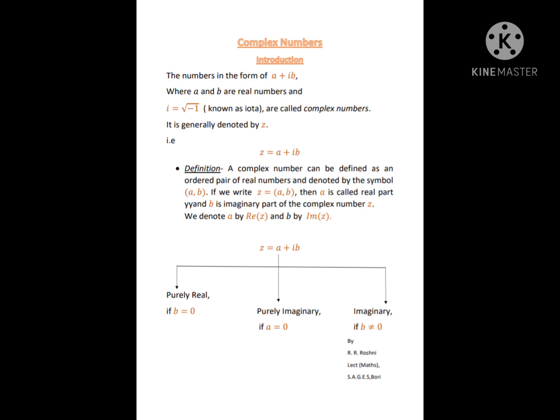Now we will see the flow chart of z equals a plus ib. It is in three forms. If b equals 0, we will get z as purely real, and if a equals 0, we will get z as purely imaginary, and if b is not equal to 0, then we will get z as imaginary.